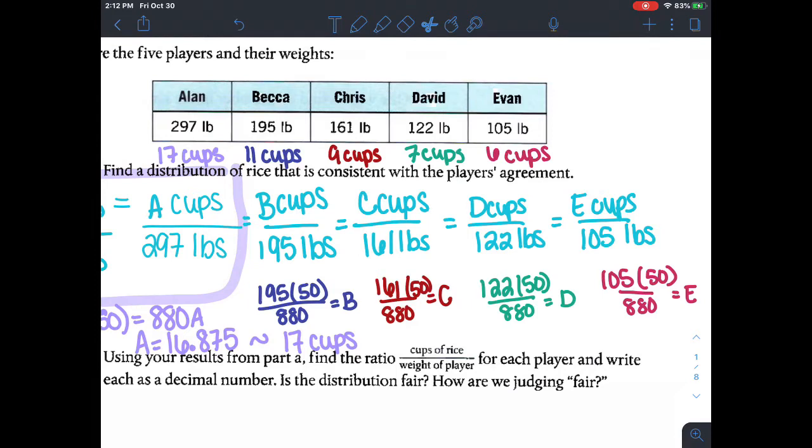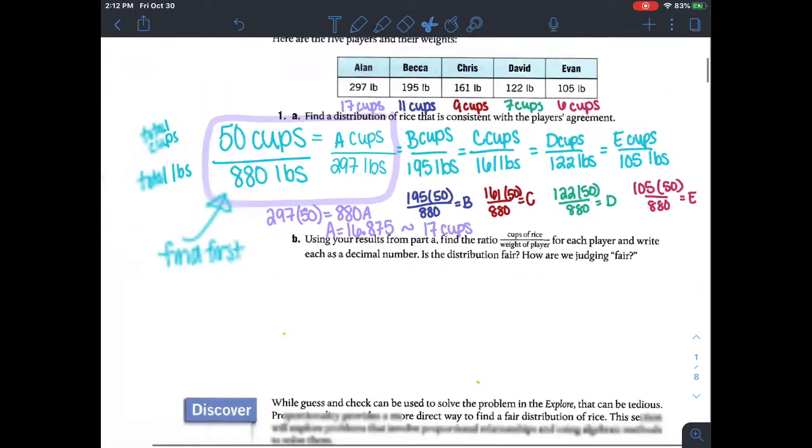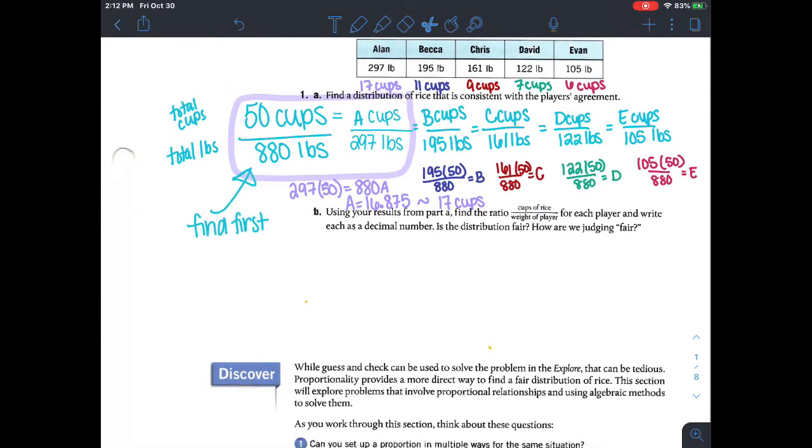If I look at their weights, just to make sure that this is making sense in the context of the problem, Alan weighs the most, he's getting the most cups. Evan weighs the least, and he's getting the least amount of cups, and it looks pretty good. But using our results from part A, find the ratio, cups of rice per weight of player for each player, and write each as a decimal number. Is the distribution fair, and how are we judging fair?